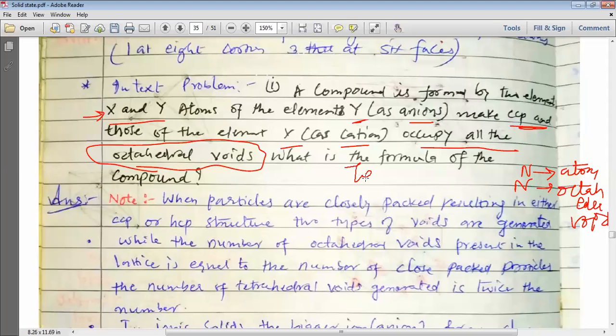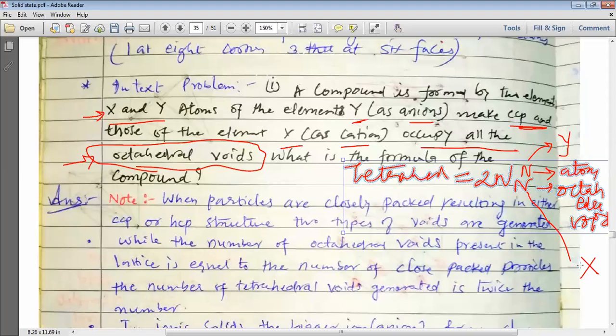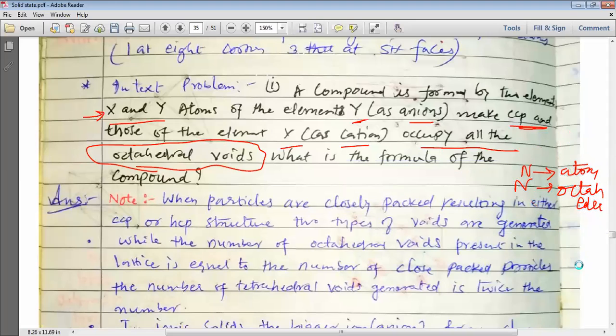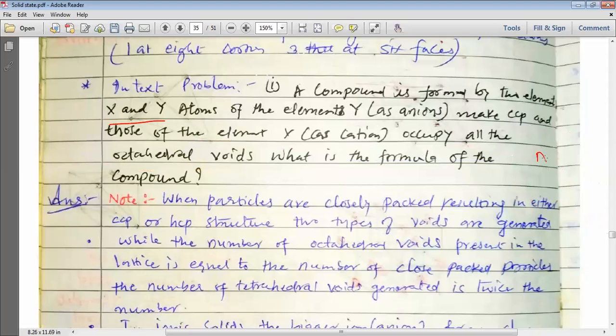And tetrahedral voids are 2n. But you can see that if Y are arranged n, then X are also n, because they occupy the octahedral voids. So the number of atoms of X and Y are going to be the same, like NaCl or KBr or HCl, where both the elements have the same number of atoms. And that is why we can write the formula as XY.